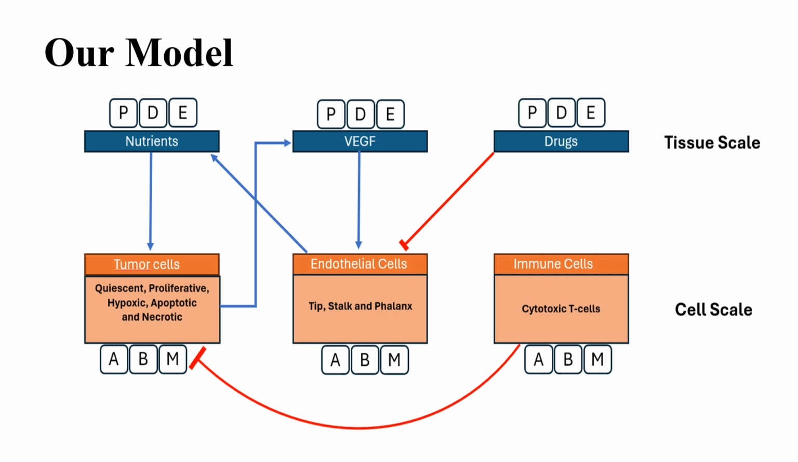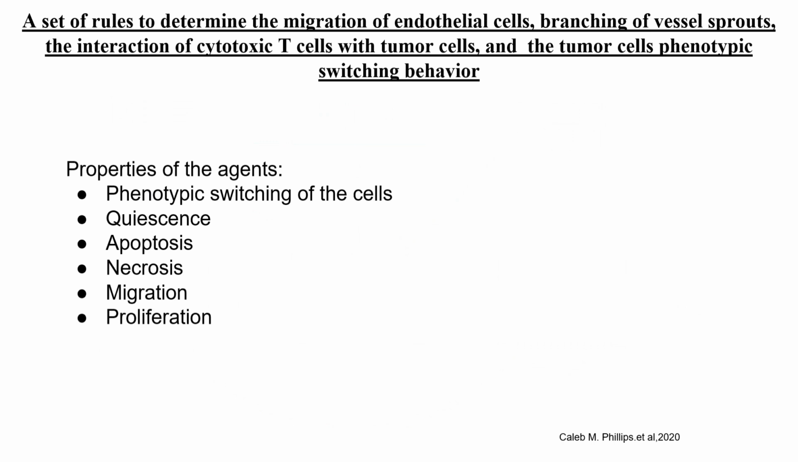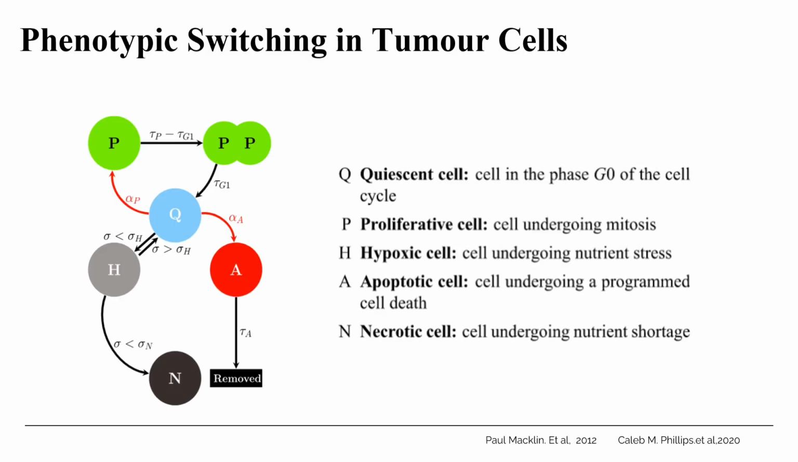Model rules and assumptions. There are several rules and assumptions in our model. First, we've defined how cells switch between different phenotypes or states. Quiescent cells, or resting cells, can start to proliferate or divide under certain conditions. Once they do, they divide after a specific period, and the new cells grow until they return to a quiescent state. Quiescent cells can also undergo apoptosis, which is programmed cell death, or they can enter a hypoxic state if they don't get enough nutrients.